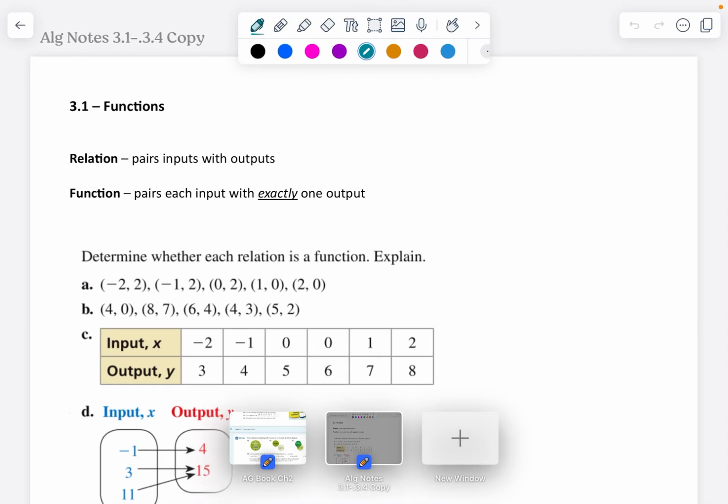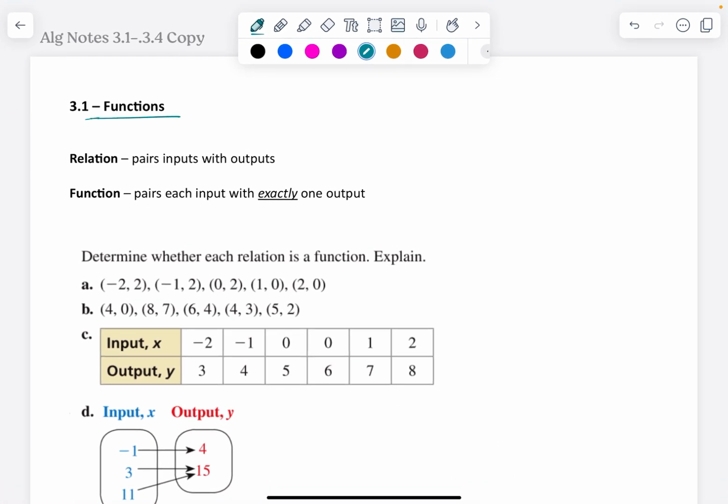All right, we are starting chapter 3 today. And this first section, as usual, is a lot of definitions, explanations, vocabulary. So this is all about functions, and a function is a special type of equation.